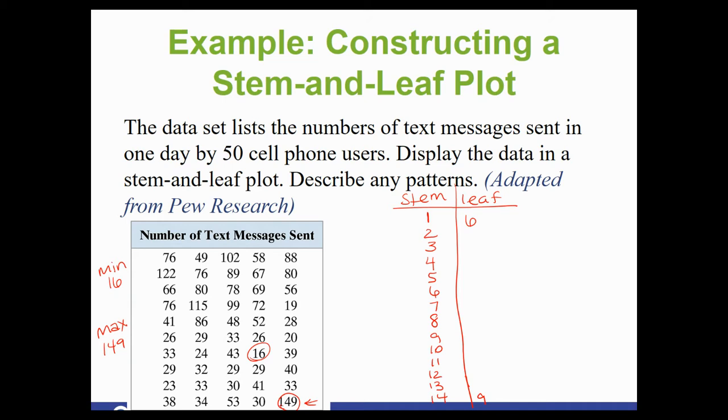None of our stems are going to get skipped, no matter what, whether we have a number for that row or not. So now we can start filling it in. And at this point, you can just go down the column. So our first number over here is 76. Find the row of the 70s, and you can fill in a 6 to the right. 122, find the row with the 12, and place in the 2. And we can keep on going through the list in this manner.